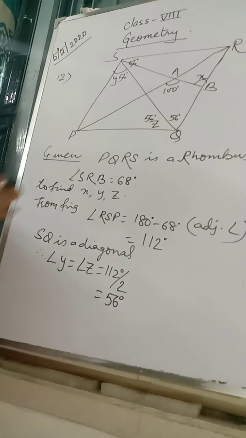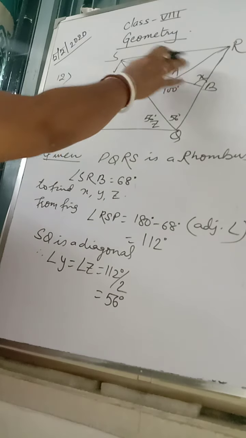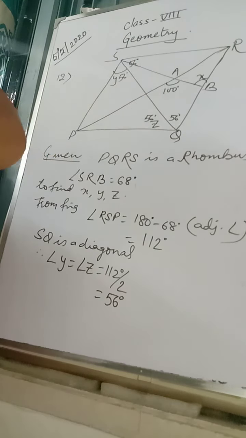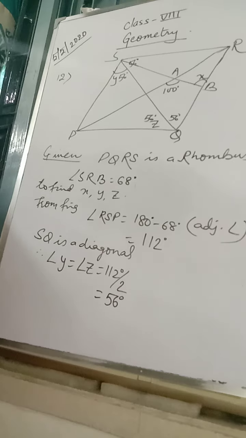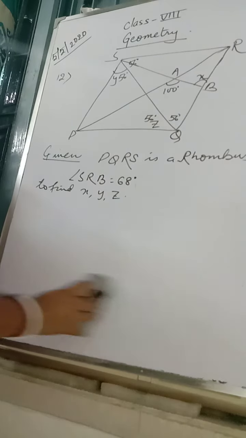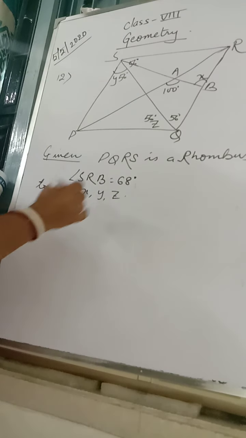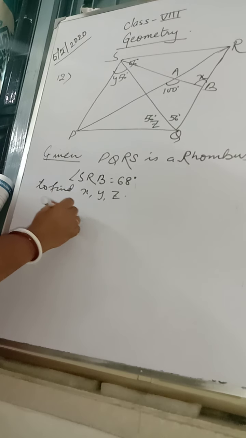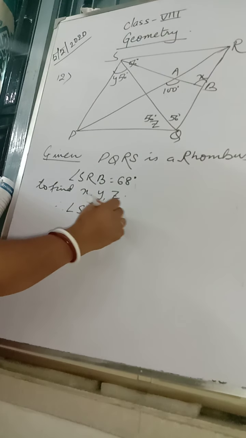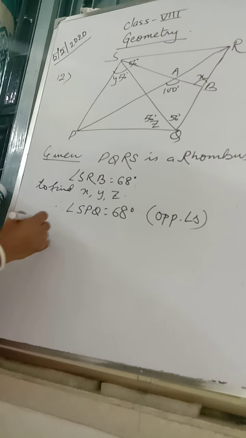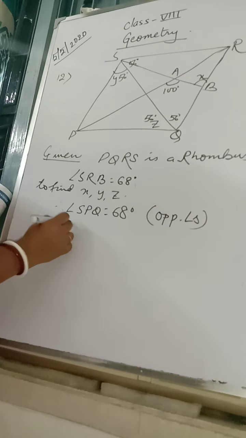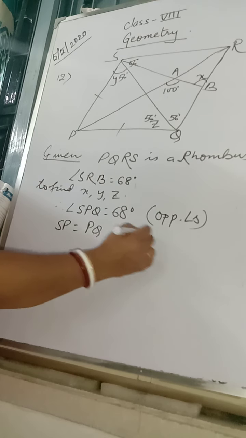If not in this way, SQ is not a diagonal, we can write this is 112. Instead of writing this, you can write, you see, angle SRB is 68 degrees. That's what angle SPQ also would be 68 degrees. Opposite angles. You write this only. That is nice. SP is equal to PQ. This side is equal to this side. Sides of rhombus.